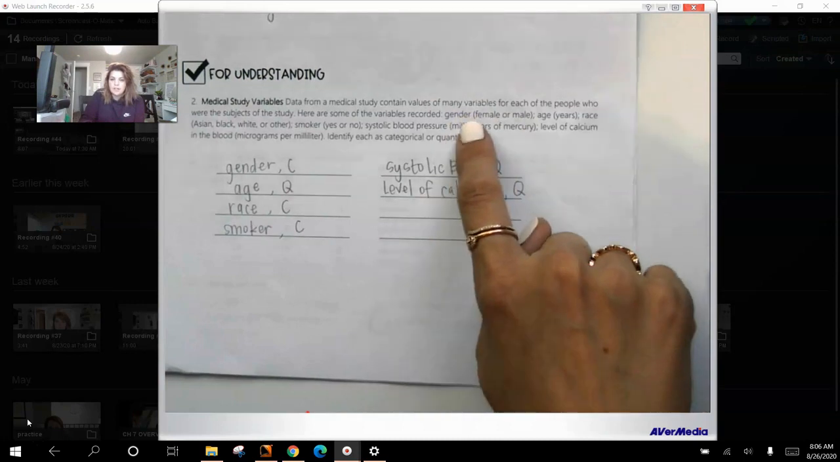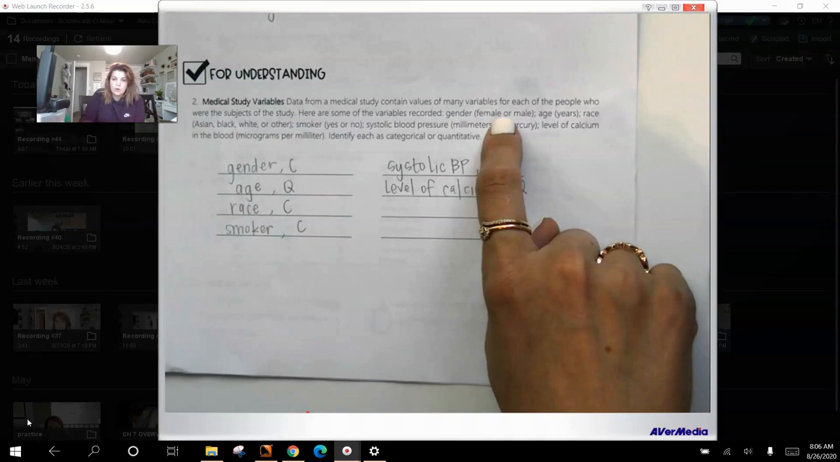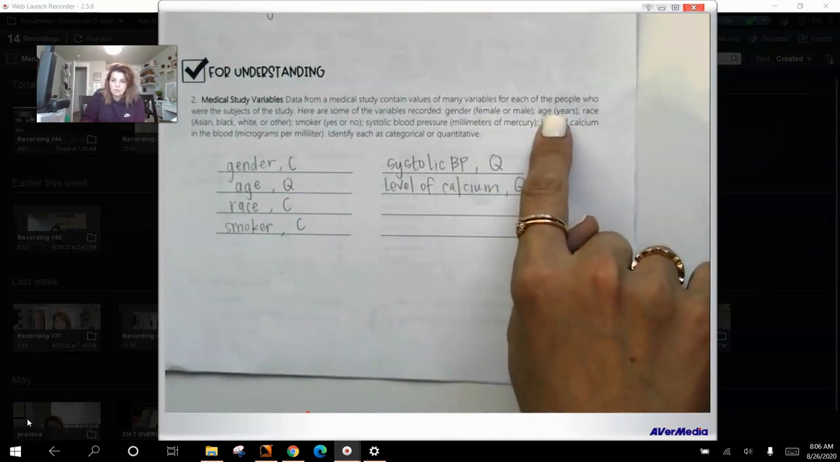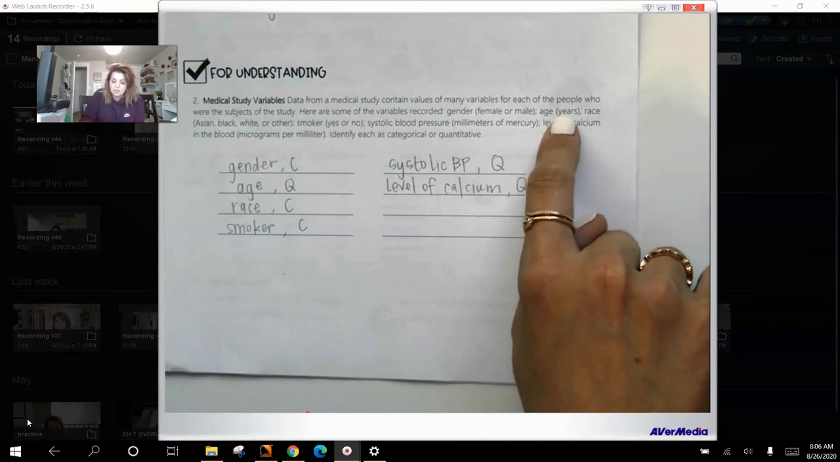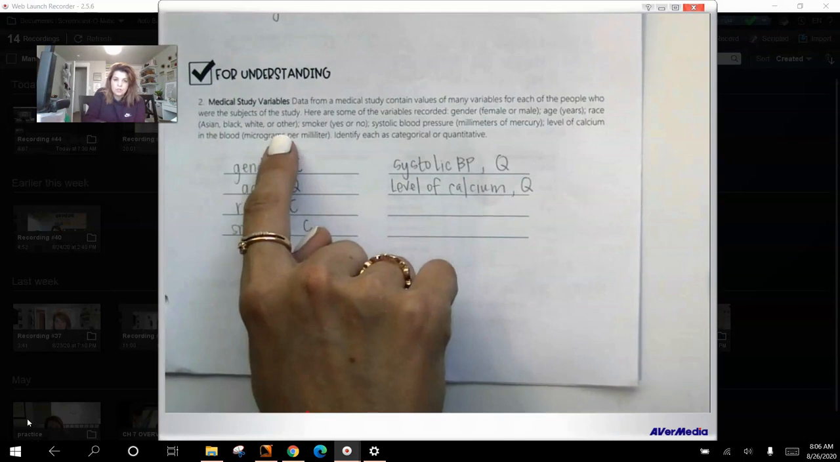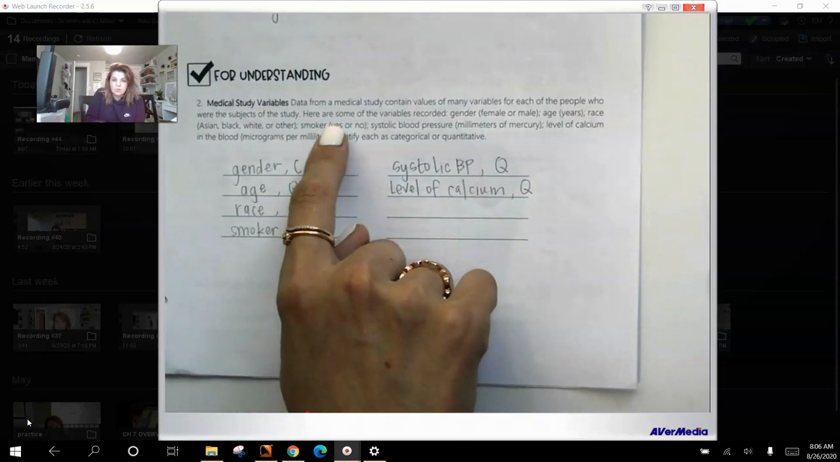So gender is categorical because the description is using words, female or male. Age is quantitative. You can average years. Race, they write it out for you, so those are words. Race is categorical. Smoker is categorical because your options or your words are yes or no.